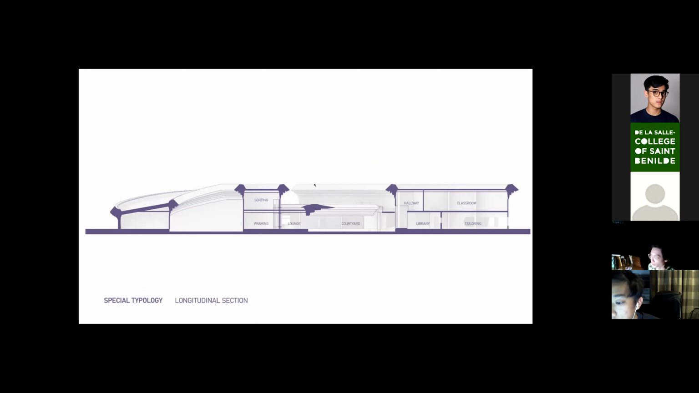This is the section showing the building. So as we showed before in the diagram, this is the sorting and the washing area on top of each other. And then in the middle of it is the courtyard overseeing the library and the tailoring area. And above it is the classroom, which you can see the courtyard as well.